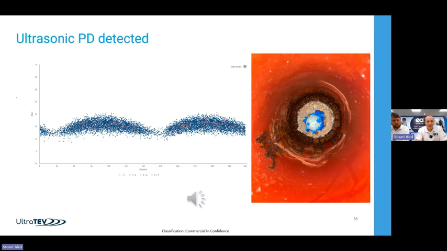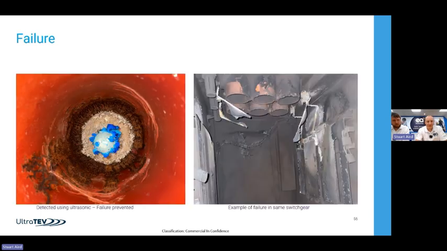So on the next slide, we've got this one where we found it, detected using ultrasonic, and then this is an example of a picture of one that's gone to failure, and obviously no one would want to be in front of that. It does bring home what can happen when these things do fail properly. We're all stood in front of these all the time doing these surveys.